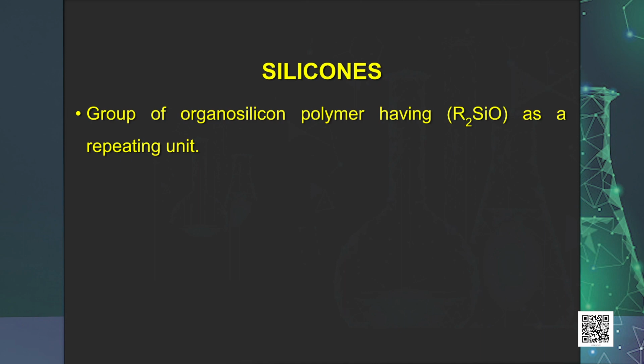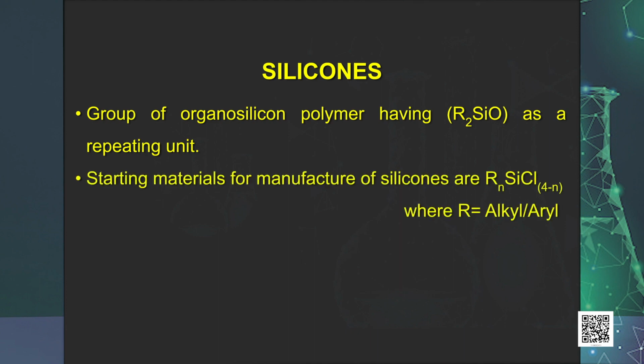Next silicon compound to learn about is silicones. They are a group of organosilicon polymers which have R2SiO as a repeating unit. The starting materials for the manufacture of silicones are alkyl or aryl substituted silicon chlorides, RnSiCl4-n, where R is alkyl or aryl group.